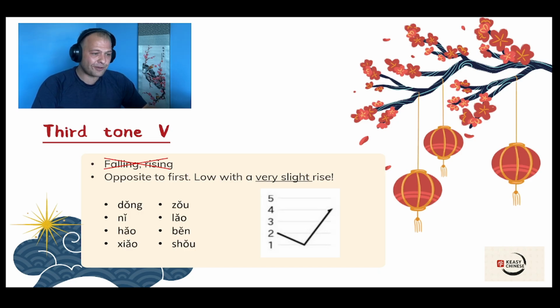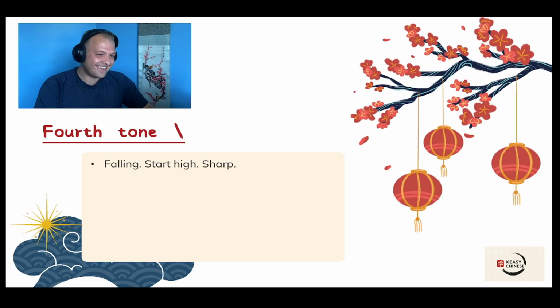Let's move on to what I think is the easiest tone to get to grips with. And here we are, the fourth tone. Like I say, I consider this the easiest tone because it's a falling tone, starting high. It's very sharp. As soon as I start reading through the examples, you'll understand exactly what I mean.